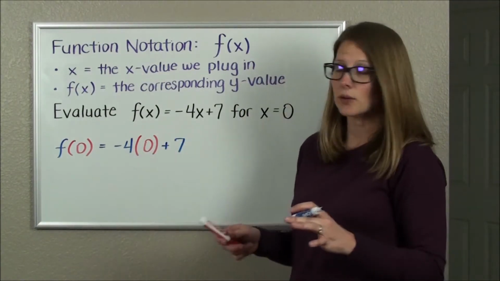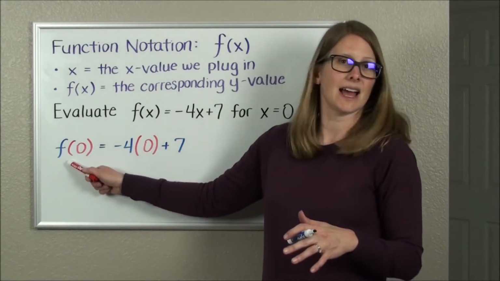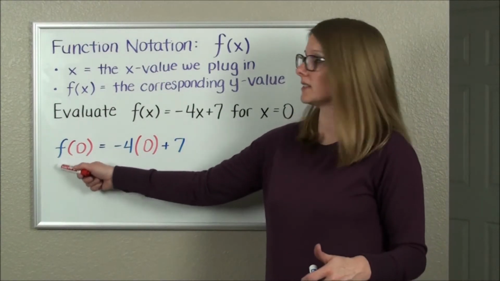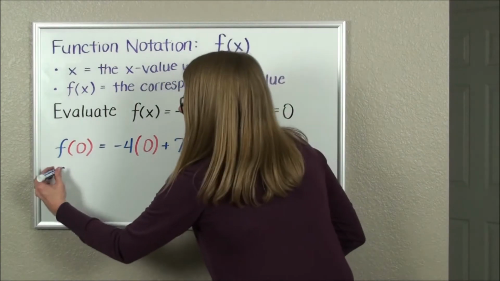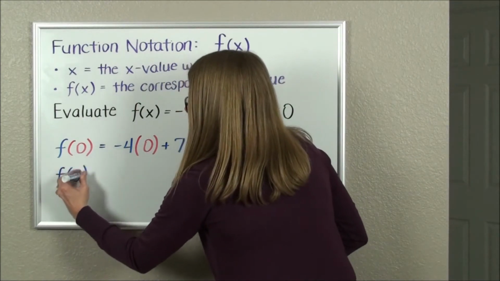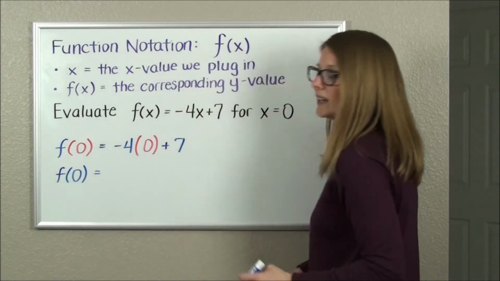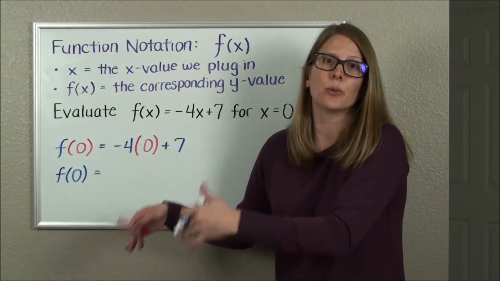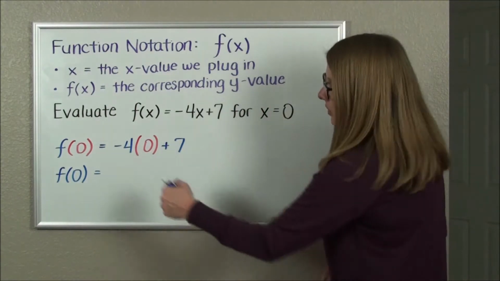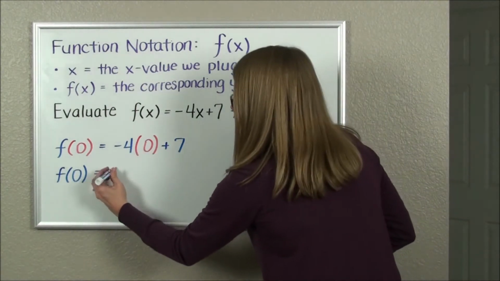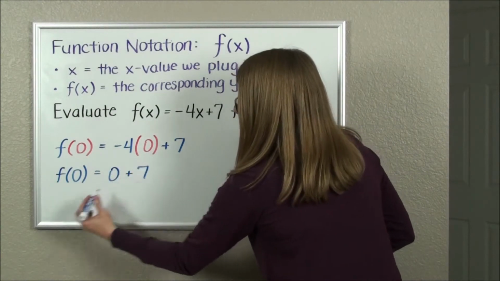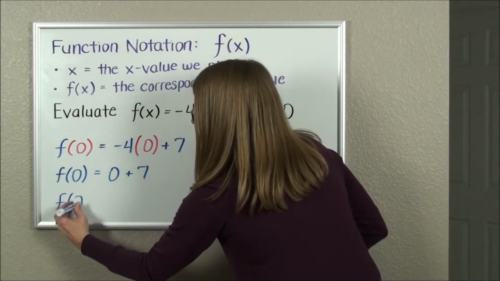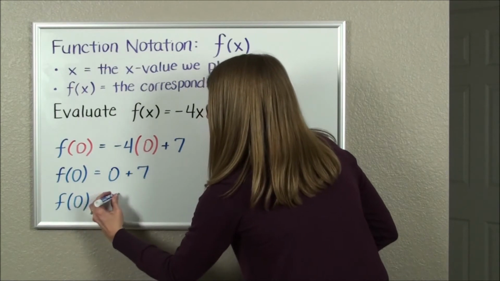Again, the hardest thing to remember is f of 0 does not mean f times 0. This does not say 0 on the left. It is f of 0, which again is just a fancy way to say here's the y value when x is 0. So negative 4 times 0 is 0. And then for 0 plus 7, we find that f of 0 is 7.